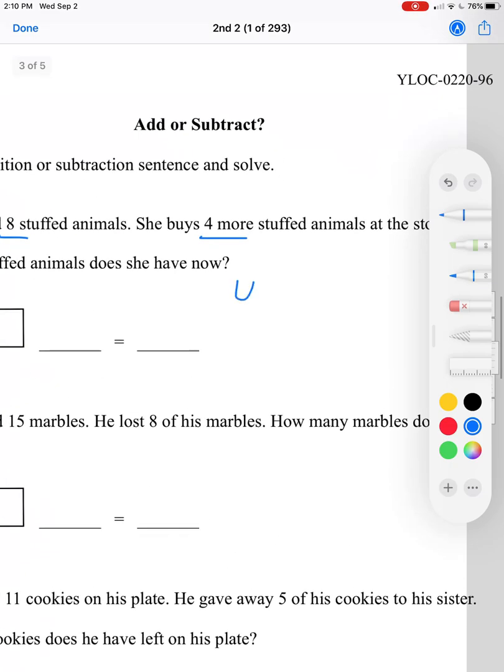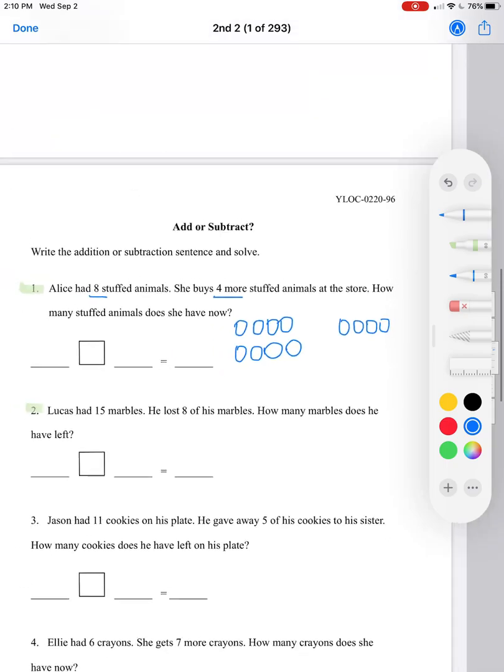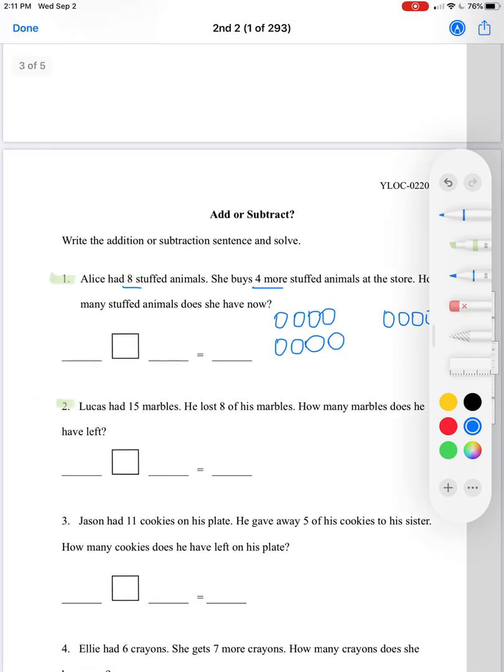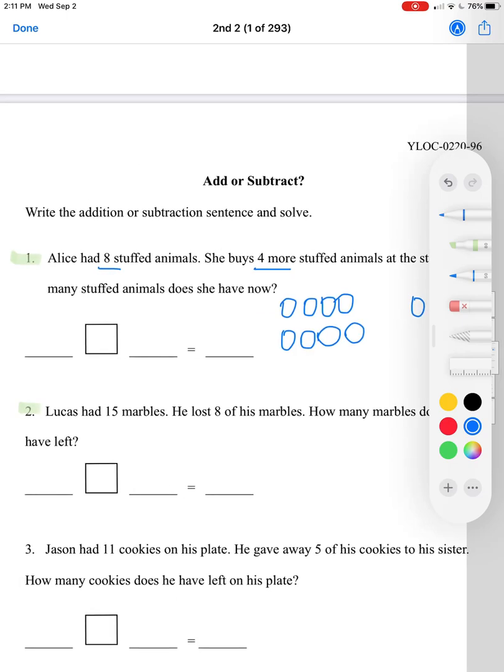So we know that she starts with 8 and then she buys 4 more. 4 more means we're going to add that 4 to the collection that she already has instead of taking them away. So we're going to count it all up together. So we have 1, 2, 3, 4, 5, 6, 7, 8, 9, 10, 11, 12. So we know the answer is 12.